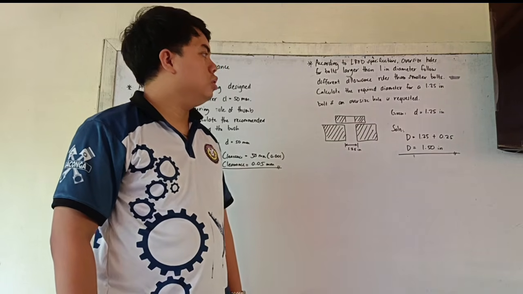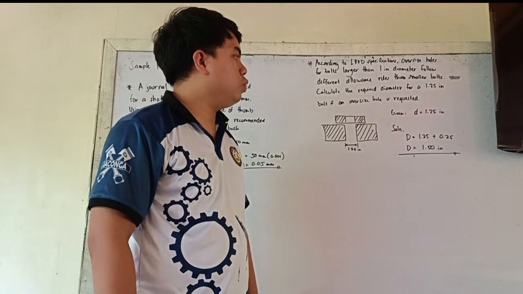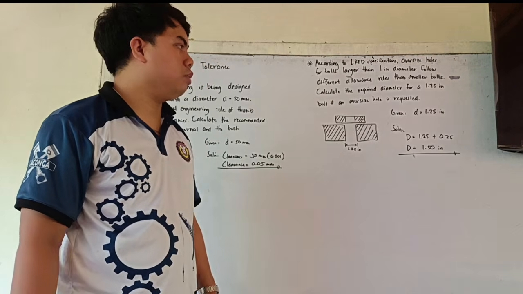So we have given D equal to 1.25 inches. To solve for the required diameter, D is equal to 1.25 plus 0.25. So we have D equal to 1.50 inches.